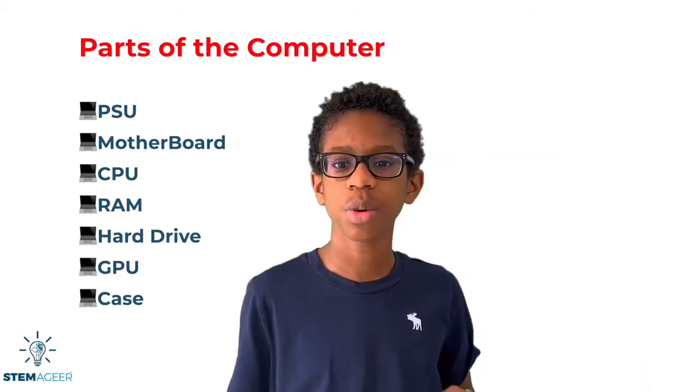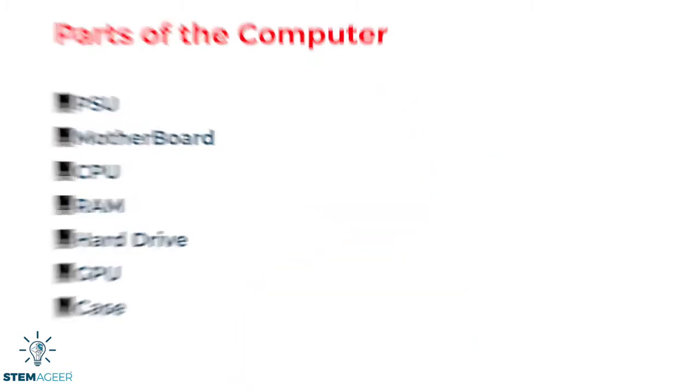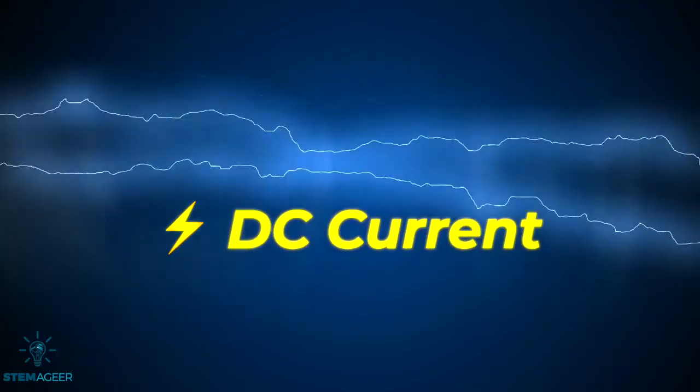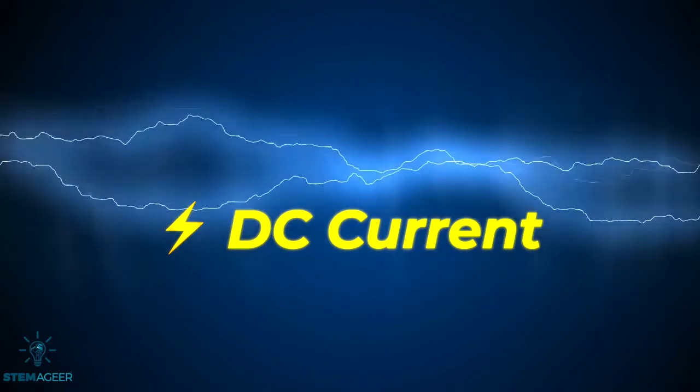The first component we will explore is the power supply unit or the PSU. This part of the computer takes power supplied by an electrical outlet and converts it into DC current, which is what a computer needs to power its internal components.